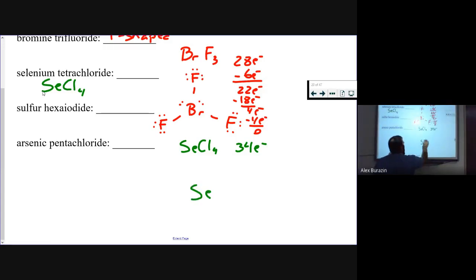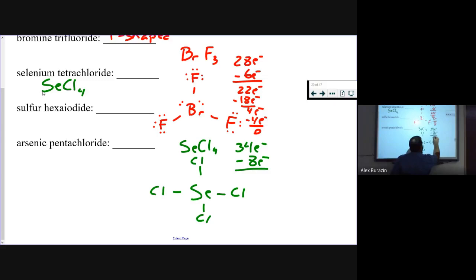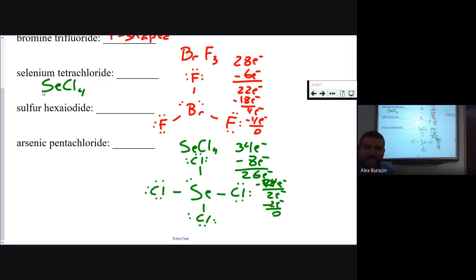Se is in the middle. I got 4 chlorines around the outside. That took 8 electrons. I've got 26 still to add. There's 24 of them. Oops, that's 42. We got 2 left. There you go. I'm just going very fast. Sorry for the not so neatness, but I think we've done enough of that. I hope it's not too hard to follow. There's our structure of the selenium tetrachloride.